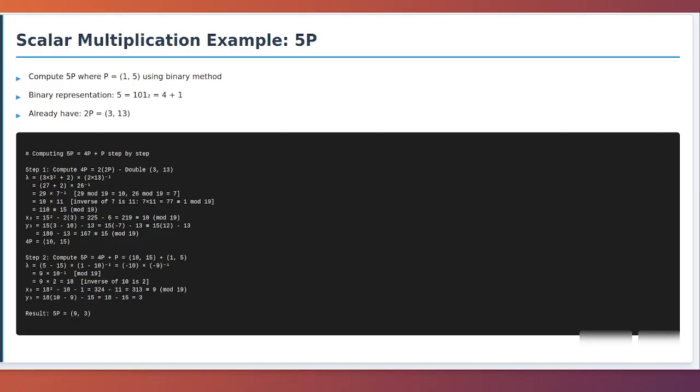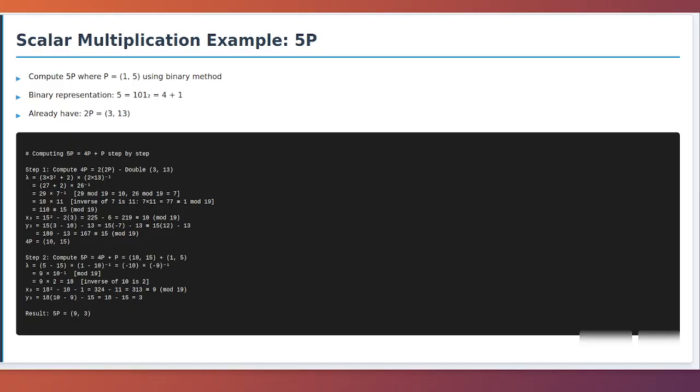And 167 modulo 19 equals 167 minus 8 times 19. That equals 167 minus 152, which equals 15. So, 4p equals the pair (10, 15). Step 3. Finally, we compute 5p equals 4p plus p equals (10, 15) plus (1, 5), using point addition.